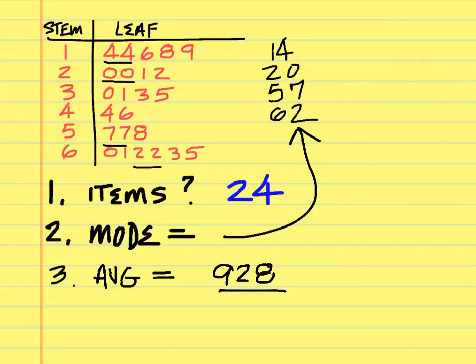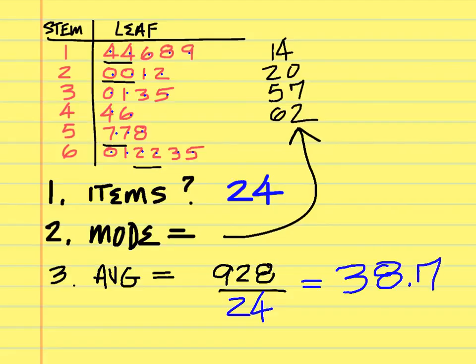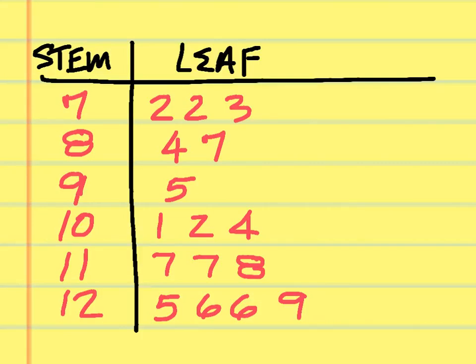We have 1, 2, 3, 4, 5, 6, 7, 8, 9, 10, 11, 12, 13, 14, 15, 16, 17, 18, 19, 20, 21, 22, 23, 24. Did you have 24 numbers? Alright, so divide by 24 and round to the tenth place, and that would be 38.7.